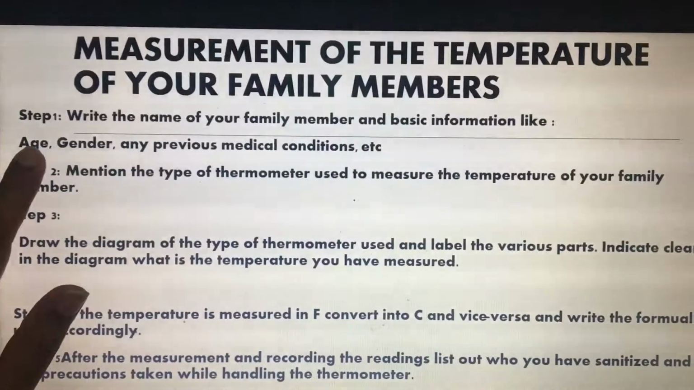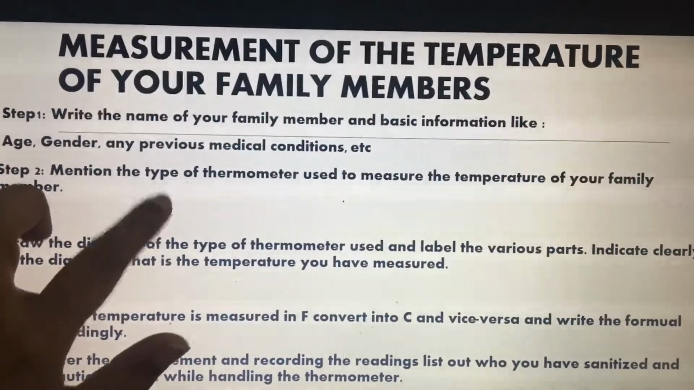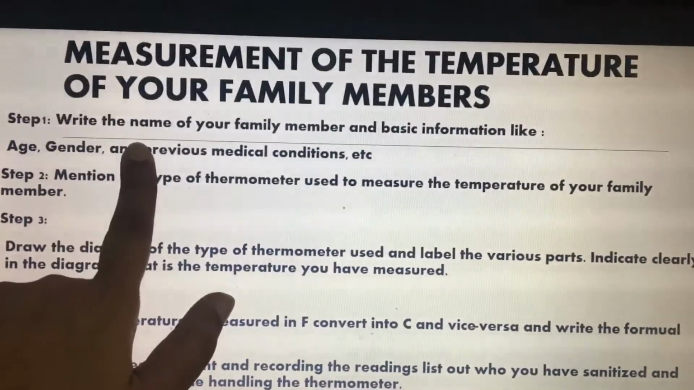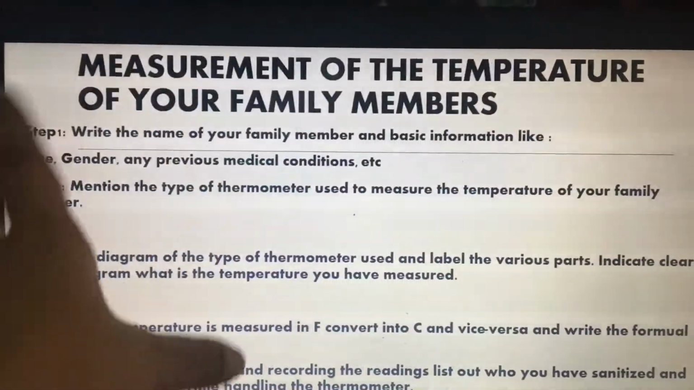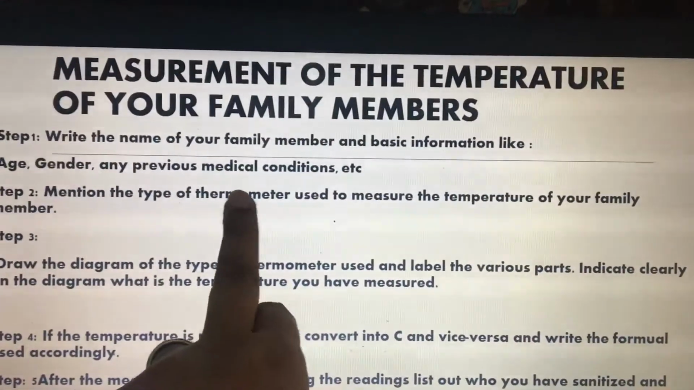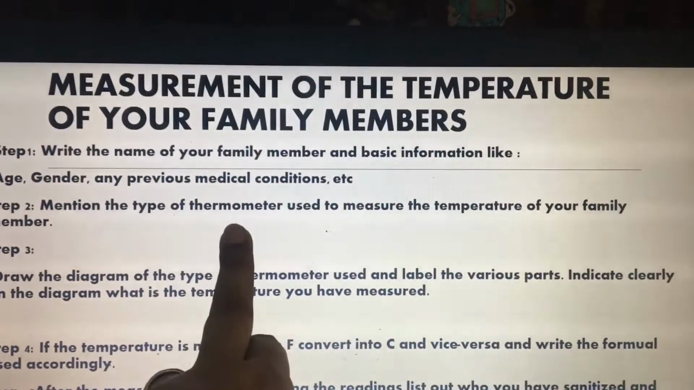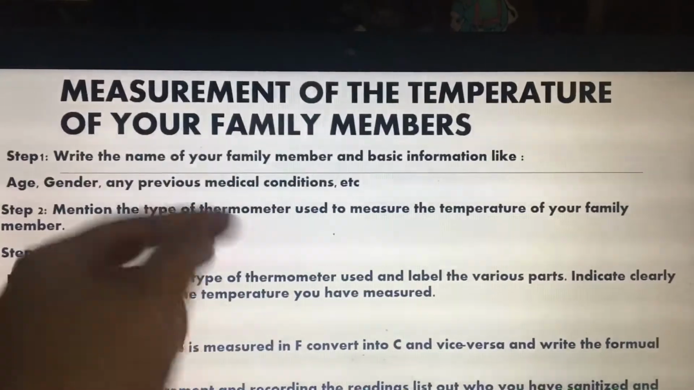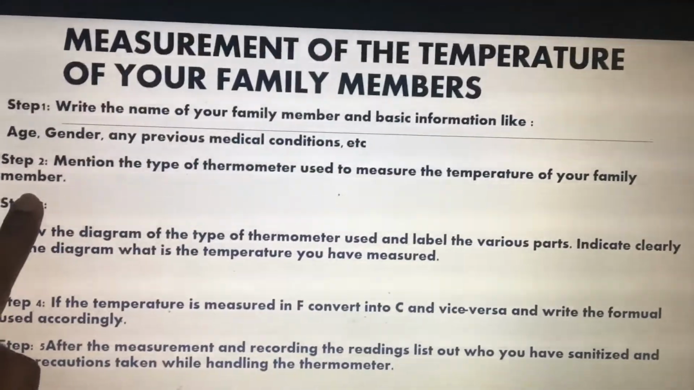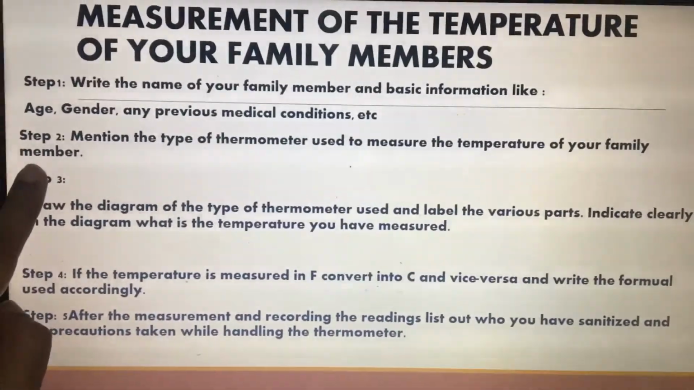Second step is, you will mention which type of thermometer you are using. For example, your mom, they are your best friends, isn't it? So when you are measuring the temperature of your mom, what type of thermometer are you using? Is that a digital one, or is it a mercury thermometer? What is the type of thermometer that you have to write? And then you have to measure the temperature. I have shown you how to do that, isn't it?